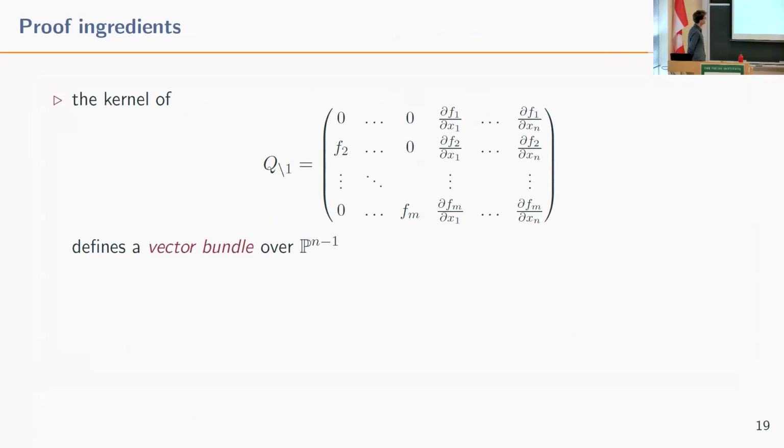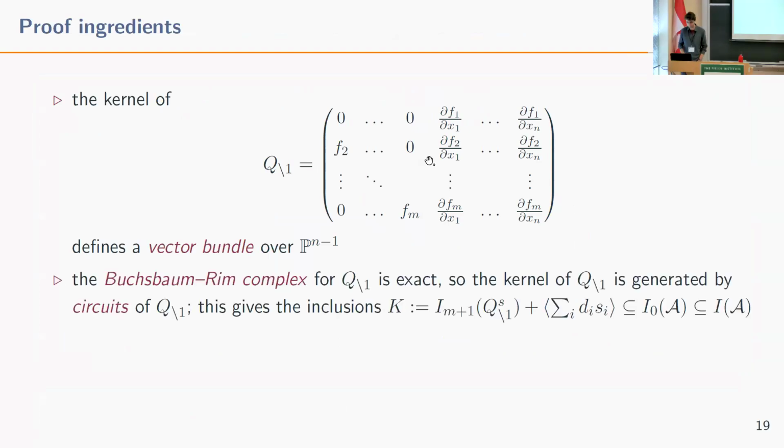A few words about the proof, because I think it's rather nice. So it turns out that under the SNC condition, the kernel of this has constant rank over projective space. And if you were here on Saturday, then you know how to compute the kernel of a matrix. And you know that under certain assumptions, namely if the Buchsbaum-Rim complex is exact, then the kernel is generated by the circuits of this matrix.